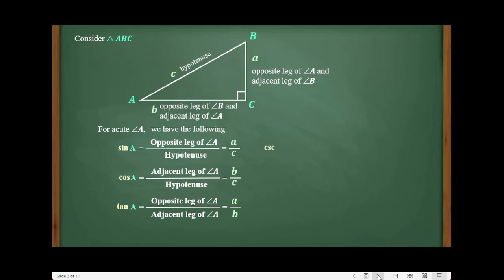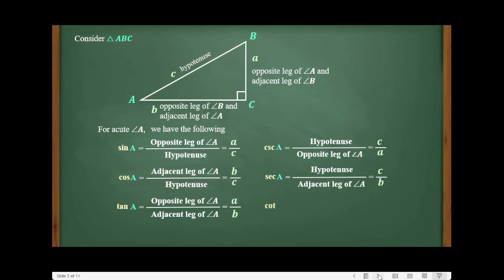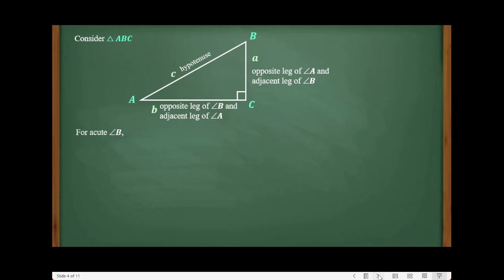The cosecant of A, which is actually the reciprocal of sine of A, is hypotenuse over the opposite leg, and that is C over A. Secant of A is actually the reciprocal of cosine of A, defined as hypotenuse over the adjacent leg, and that is C over B. And the last one, cotangent of A, is defined as the adjacent leg over the opposite leg of the same acute angle, and that is in symbol B over A. Okay? Now, for acute angle B, we have the following 6 trigonometric ratios.